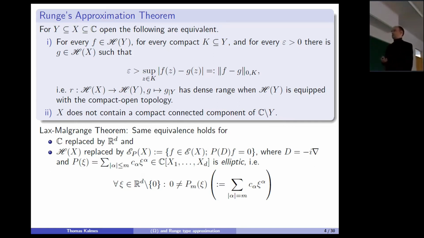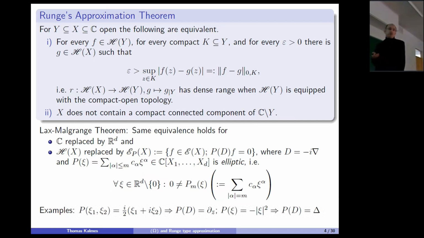And then you consider the kernel of this partial differential operator in the smooth functions. So we use Schwartz notation. So E of X is the space of smooth functions over X equipped with its standard Fréchet space structure. And then Lax and Malgrange proved that you can approximate zero solutions to this elliptic equation on the small set Y by zero solutions of the same equation on the large set X, if and only if X does not contain a compact connected component of the complement of the small set.